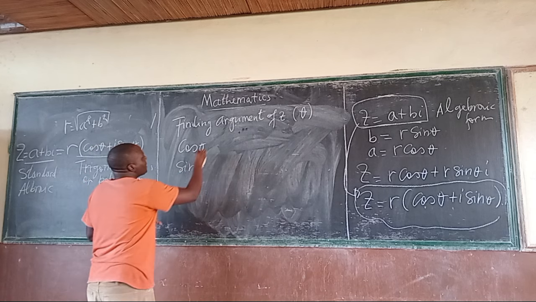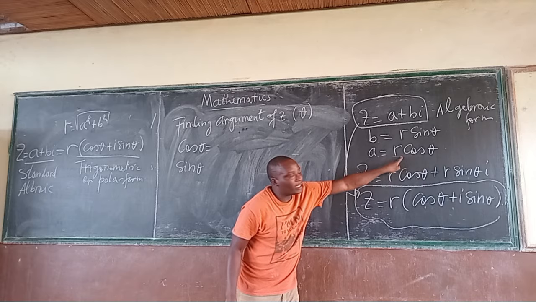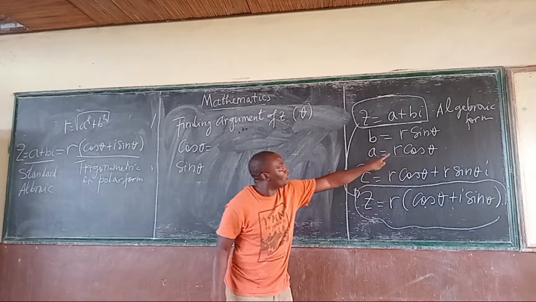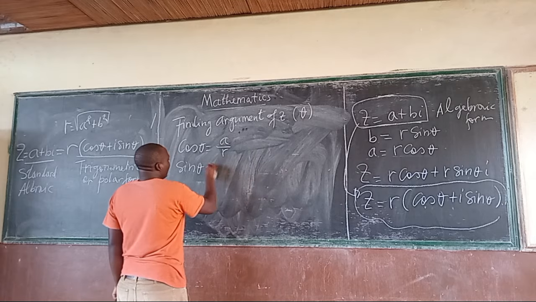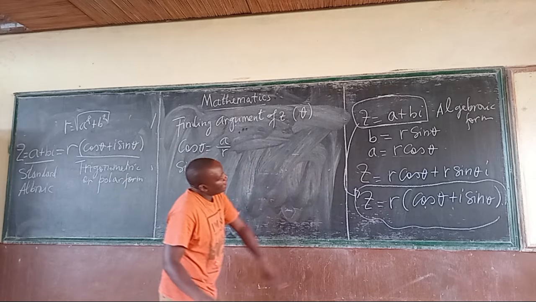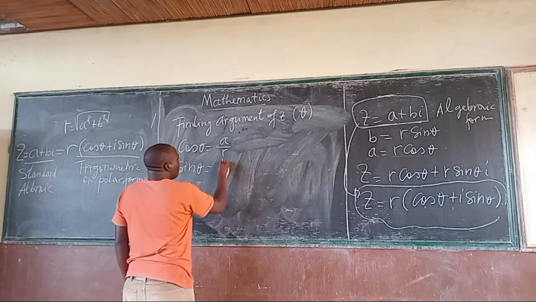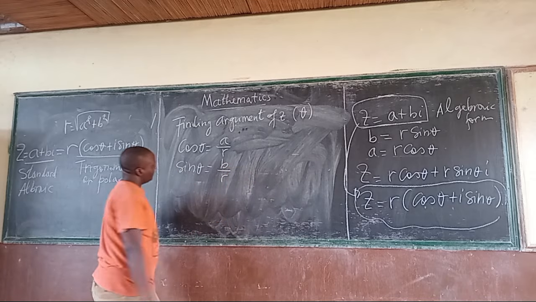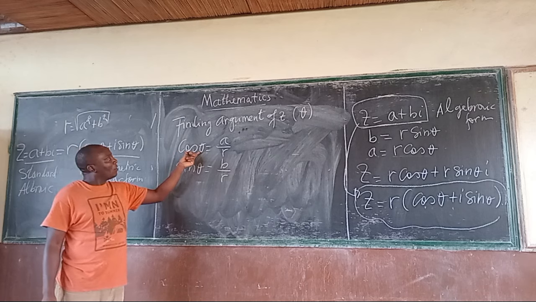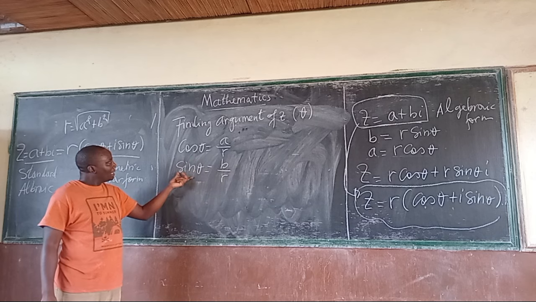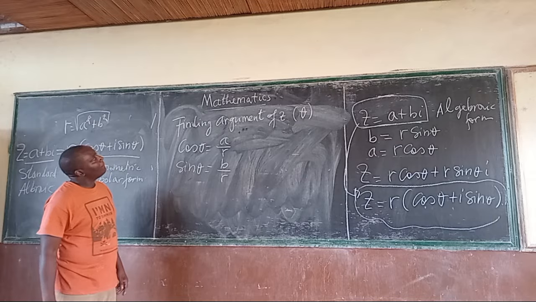As you know, the cosine of an angle theta is equal to this. Look here: for the cosine of angle theta, you take the real part A out of the radius R. Then the sine of angle theta, you take the imaginary part B out of R. So I get the sine and the cosine of the angle for my given complex number.